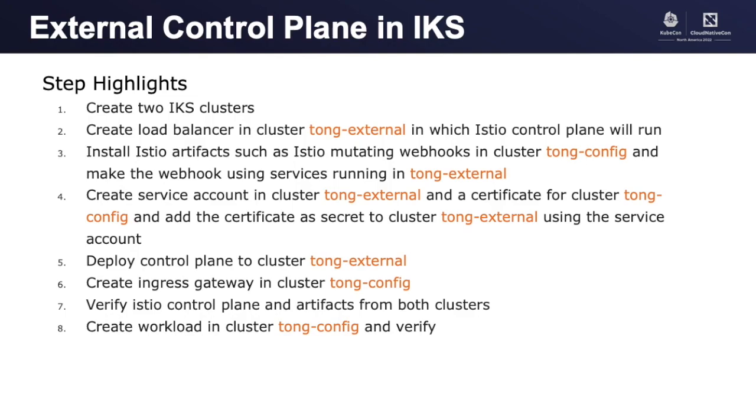Then we create a service account in cluster external and a certificate for the cluster, and add the certificate as a secret to cluster external using the service account. Next, we deploy the control plane to the external cluster, create an ingress gateway in config, verify the Istio control plane and artifacts from both clusters, and then create a workload. Then we test and verify.